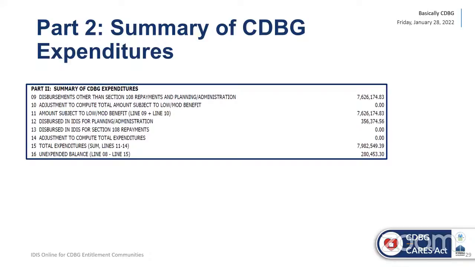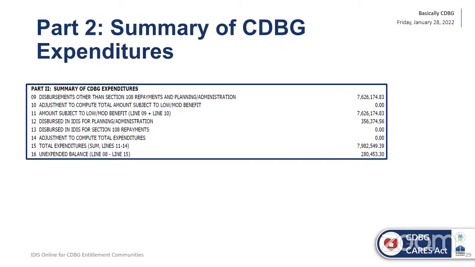Now, the next section is your summary of your expenditures. And again, this section is all completely generated by the system. It just takes all of your expenditures and reports them, and it separates them by your planning and admin expenditures, which is on line 12, and all of your other disbursements that were on line 9. And then it also reports of that amount how much is subject to low mod benefit, which would be your project costs. And then it gives you your total expenditures. And finally, on line 16 is your unexpended balance.